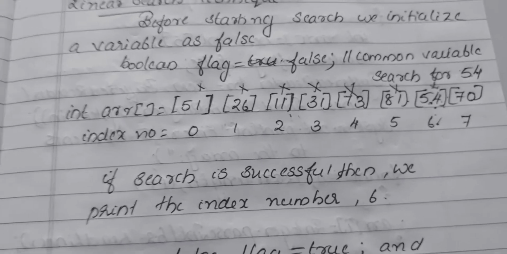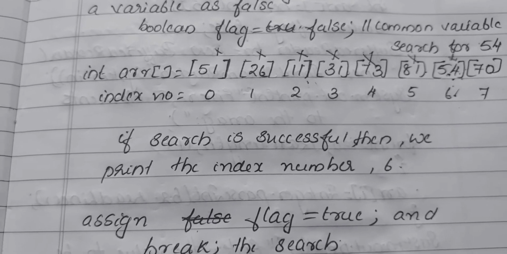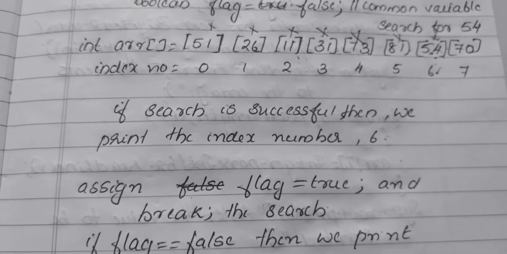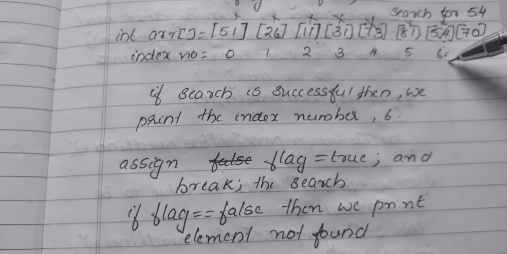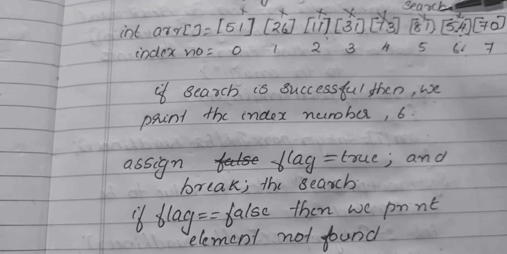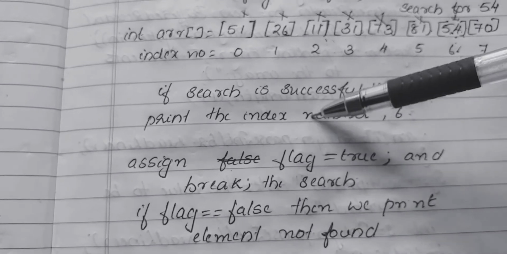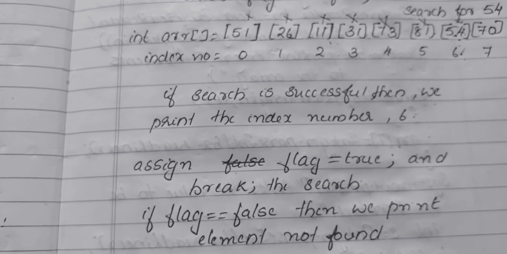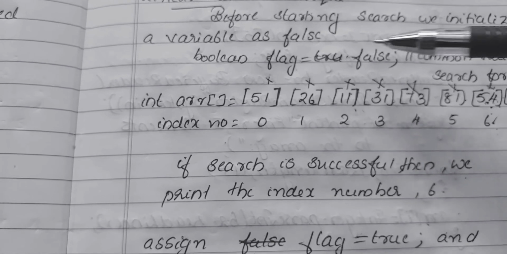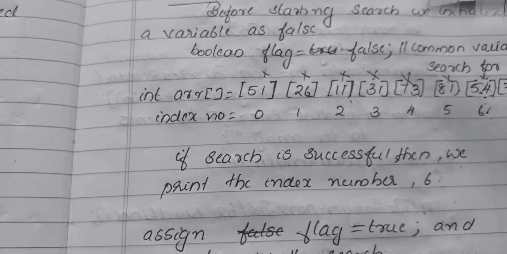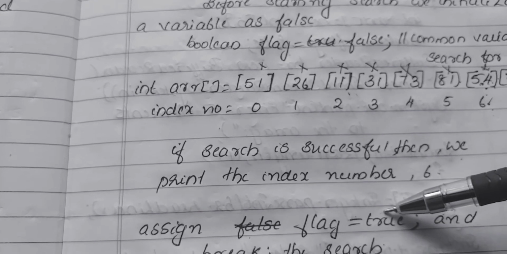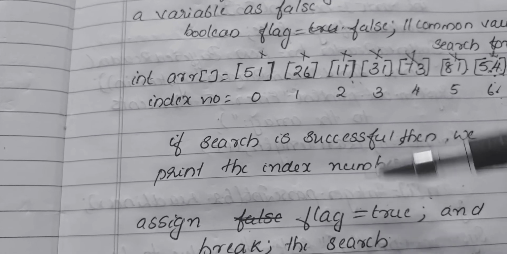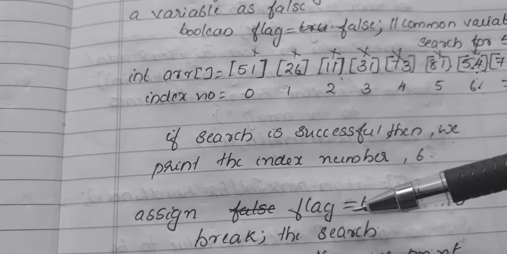Since the search is successful, we print the index number of the search element. What is the index value of 54 here? In the array it is 6. That is printed. Then the next thing we do is assign the flag variable as true. Initially, what is the value of the flag variable? False. Since the search is now successful, we set that variable to true.